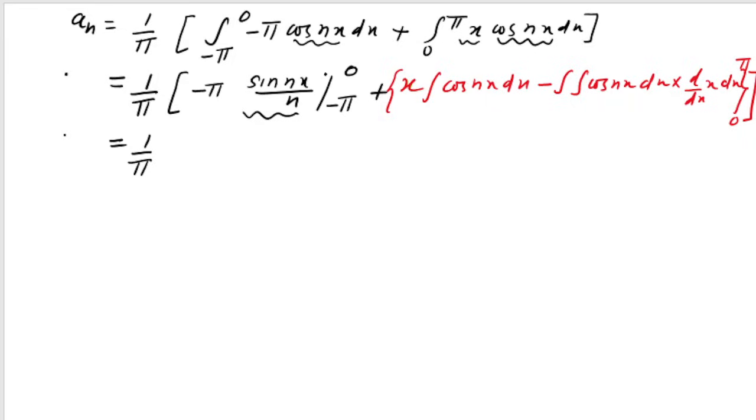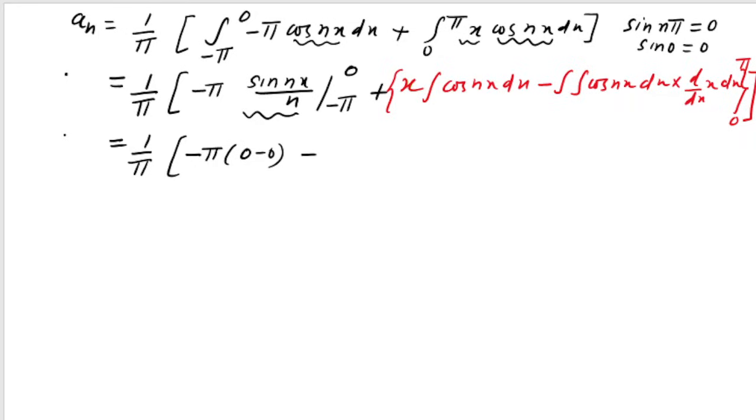Now if I put 0 here, I will get sine 0. So sine 0 is basically 0, right? And if I put pi here, I will get sine n pi, so that will be minus sine n pi. We know that sine n pi is equal to 0, right? I hope you remember the result. Sine n pi is equal to 0 and sine 0 is also equal to 0. So both these terms will become 0. So I will get minus pi 0 minus 0, so no need to write that.